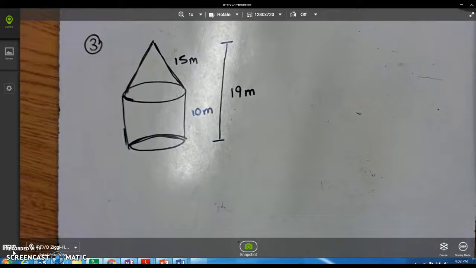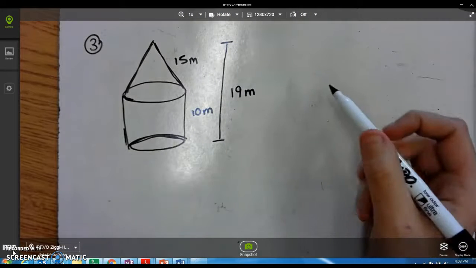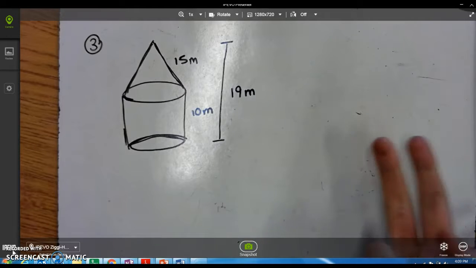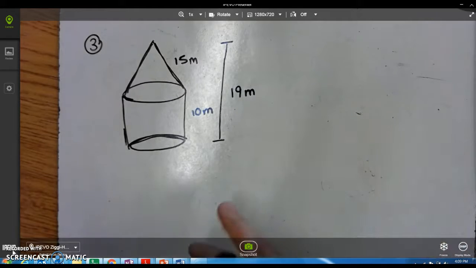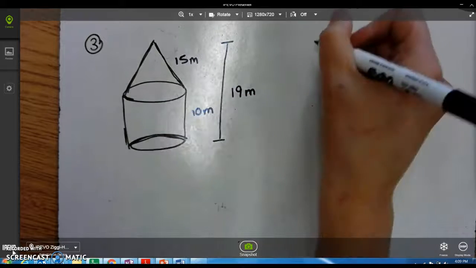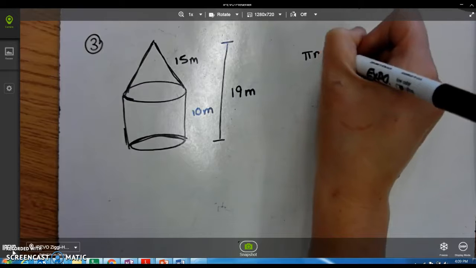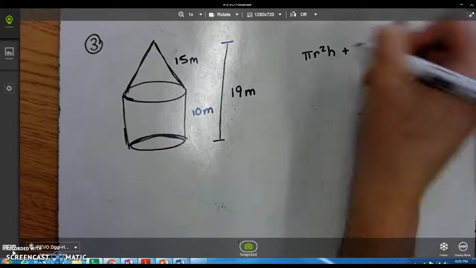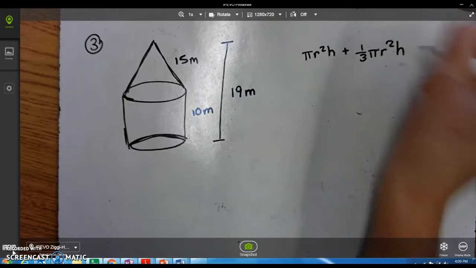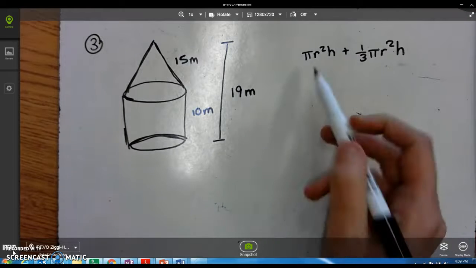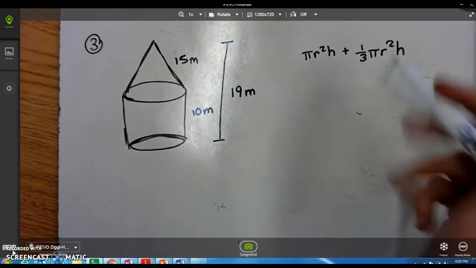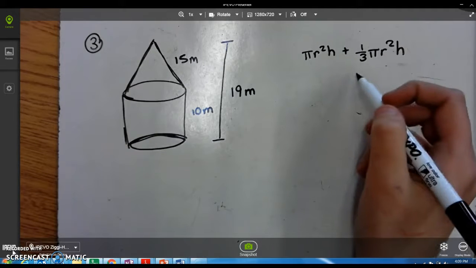Okay. Next, we have a nice composite figure. And anytime that I see two shapes together, that means that I'm just doing both of their volumes or both of their areas and then adding those together, which is what composite means. So the two shapes that I see here are a cylinder, which is pi r squared h, and a cone, so 1/3 pi r squared h. Didn't matter what my two shapes were, it just mattered that I was able to identify them and use their formula. So past that, I'm going to have to know what to plug in.